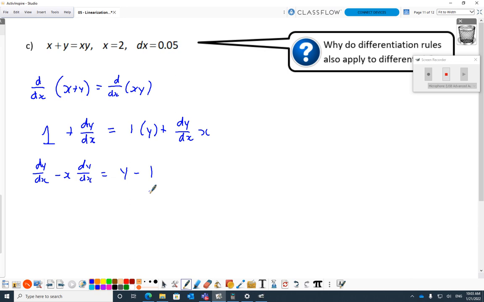And then we'll hesitate for just a second. How do I deal with this mess over here? You can factor out the dy dx. Factor out dy dx, good. So 1 minus x. 1 minus x. And so now I finally get my dy dx.